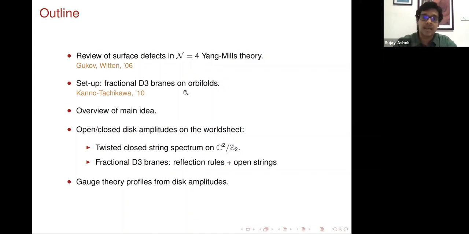And then after I try to convey the main idea of how we hope to realize the properties of surface operators in string theory, I will try to go into the details of how exactly one does this by computing some string correlators on the worldsheet. So I hope the plan is clear. So I'll first start with the review of surface defects. Of course, please stop me if you have any questions.